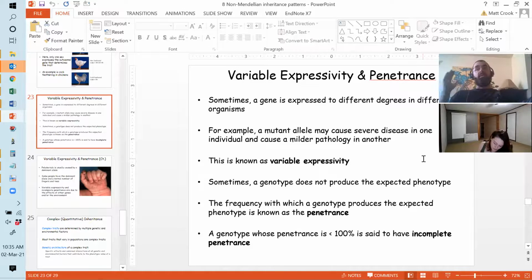So obviously this is where things get really kind of complex. And if you express it to a different degree, that's called variable expressivity, which kind of makes sense. And if you have cases where you have that genotype, but that phenotype is not expressed, that's called incomplete penetrance. So that basically means that not all individuals in a population with that genotype have that phenotype. That phenotype hasn't penetrated the population completely.